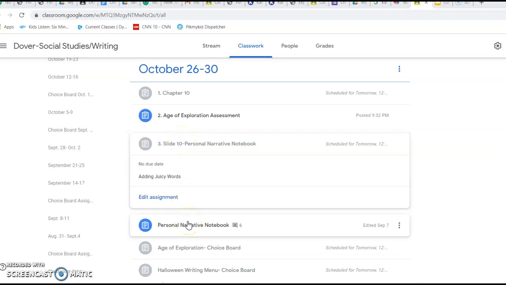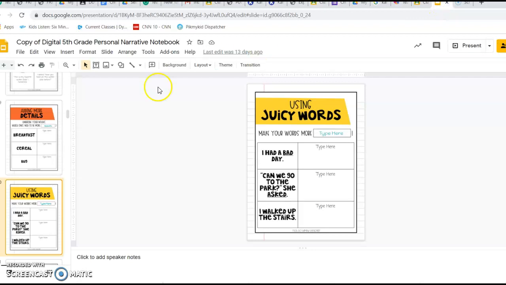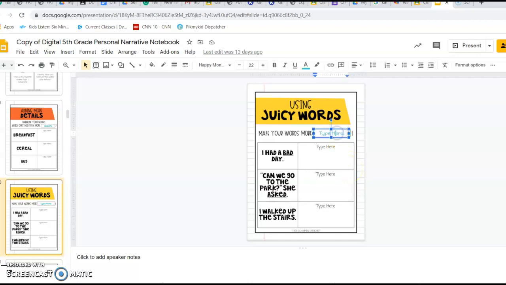So I want you to go to your personal narrative notebook, and you should see that right under today's date, or the date for the week, personal narrative notebook. And I've already got mine pulled up, and we're on slide 10. So today we're going to work on juicy words.